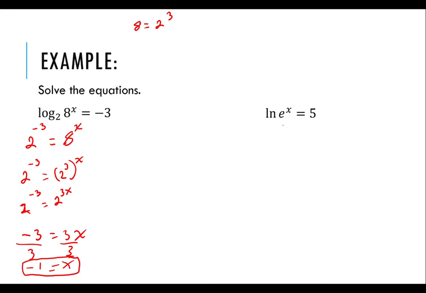Here I have the natural log of e to the x is equal to 5. That's the same thing as saying, well, the base for ln is e. E to the 5th power is equal to e to the x. So, set the exponents equal because now we have matching bases. 5 is equal to x, and we're done.